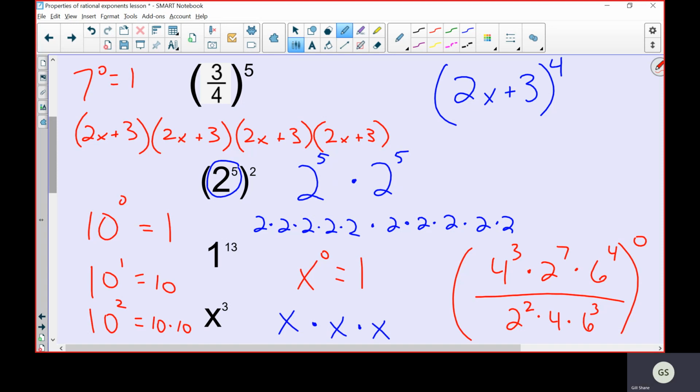Anything raised to the 0 power. It could have been all variables in here, and you would still know it's 1. Because if it eventually gets raised to the 0 power, it's 1. Any questions on any of those?